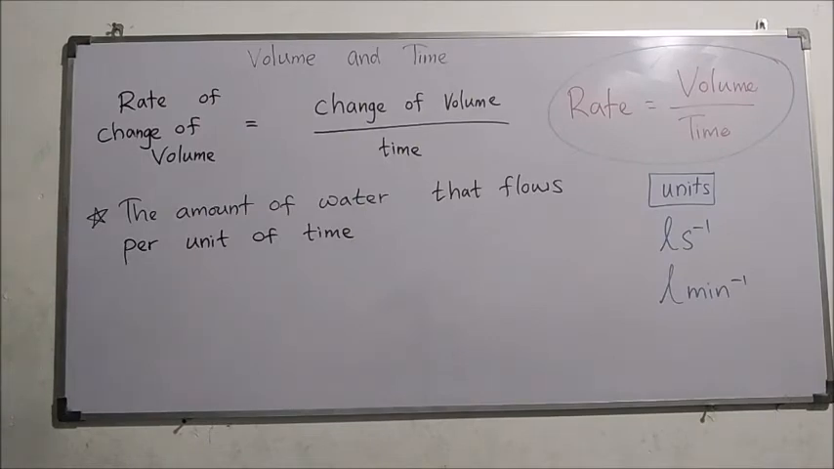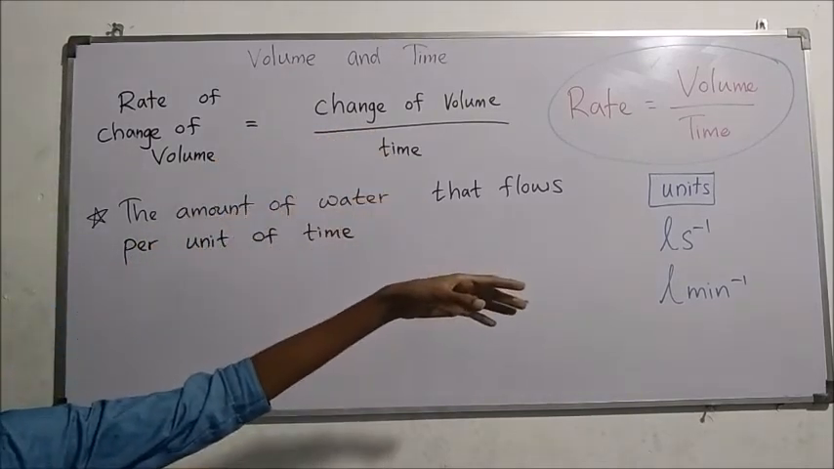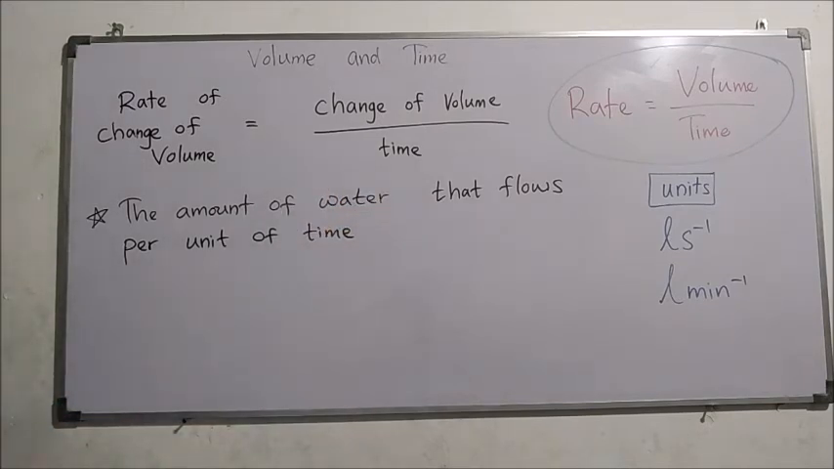Now children, we are going to go to a new topic. What is that? Volume and time. Is there any relationship between the volume of water or any liquid amount and the time? Okay, now we will see about the rate of change of volume. To find the rate of change of volume, we should divide the change of volume, that means as an amount we need to take, by the time. What does it mean really? The amount of water that flows per unit of time.